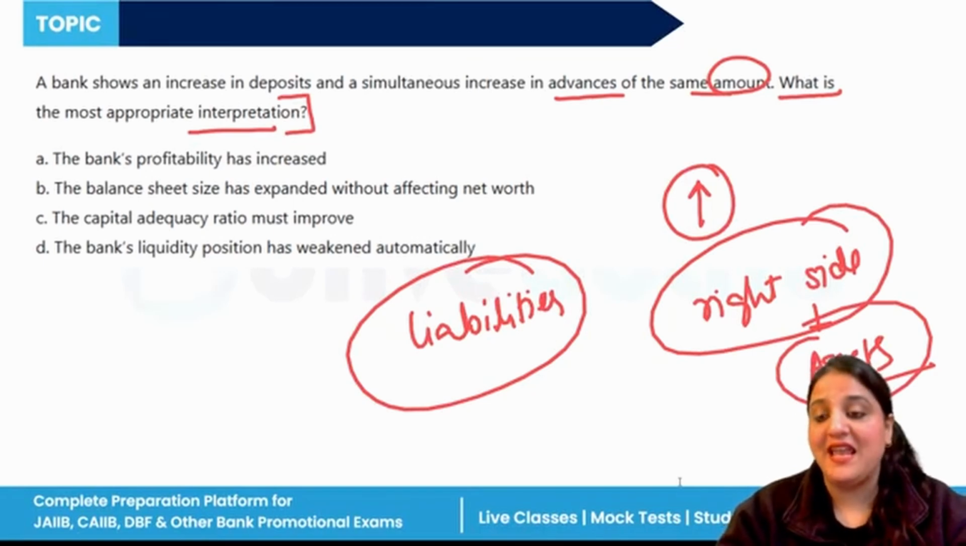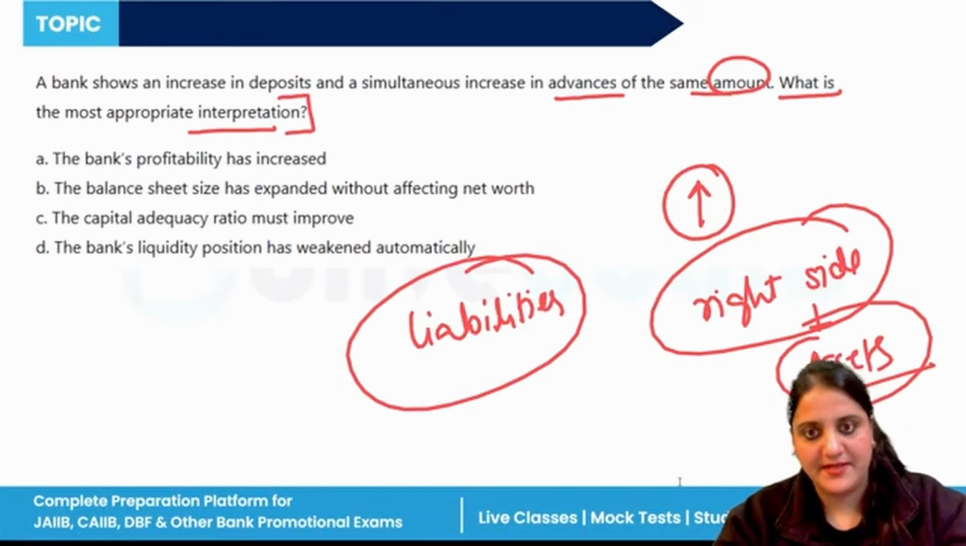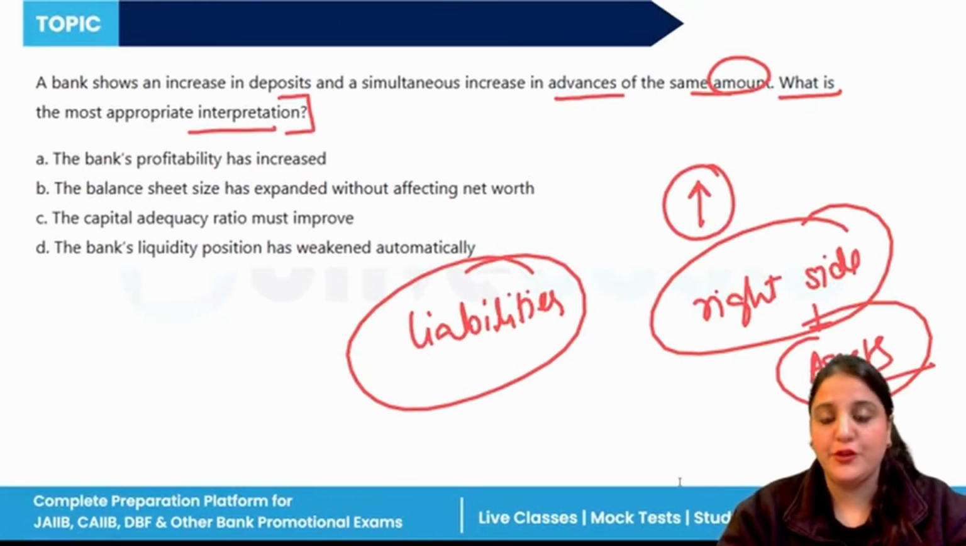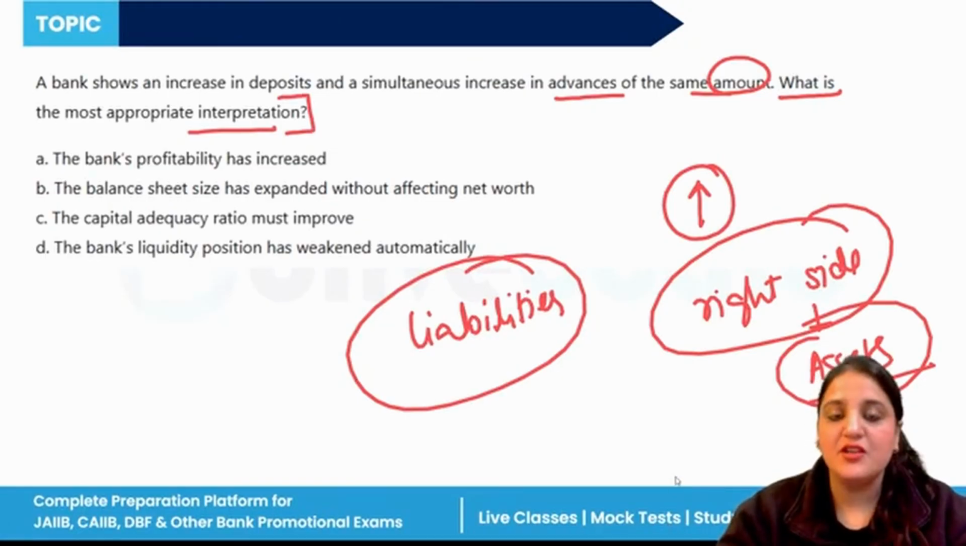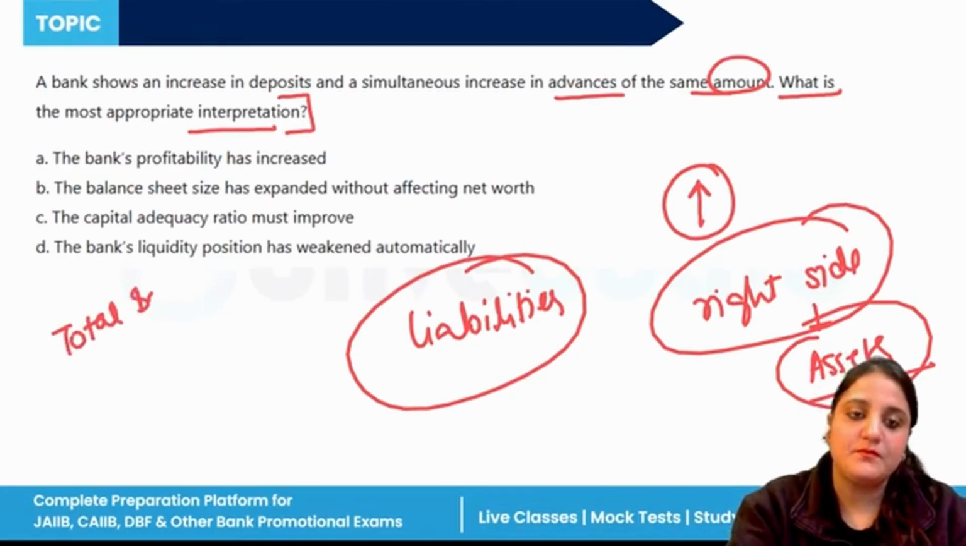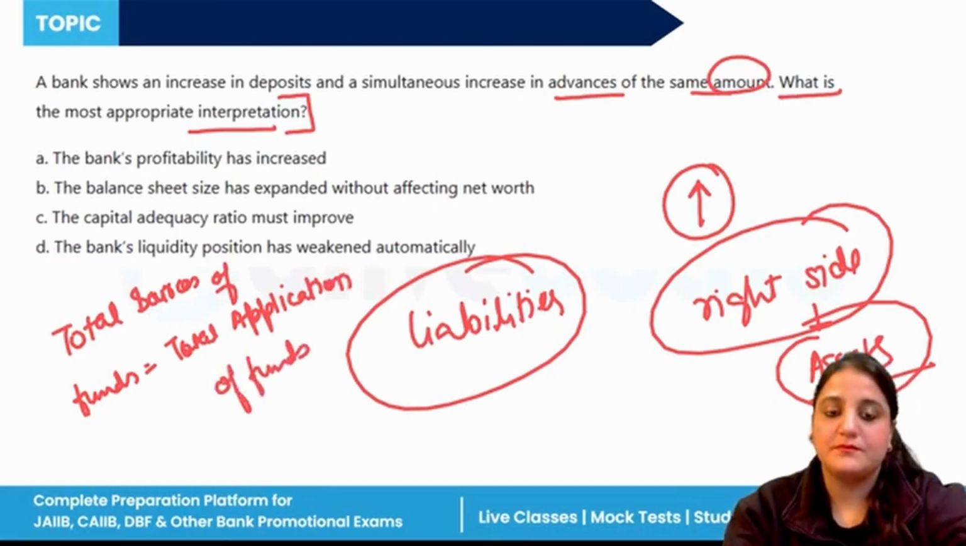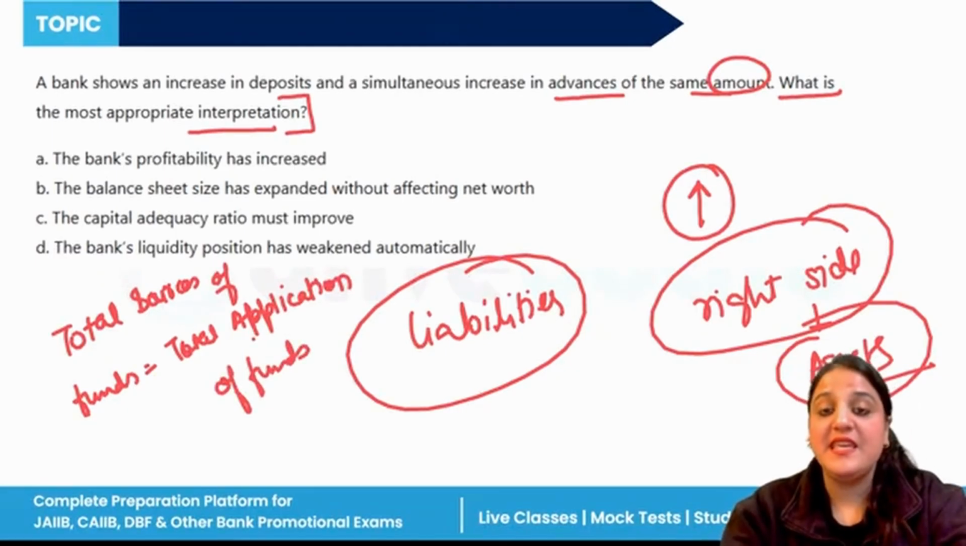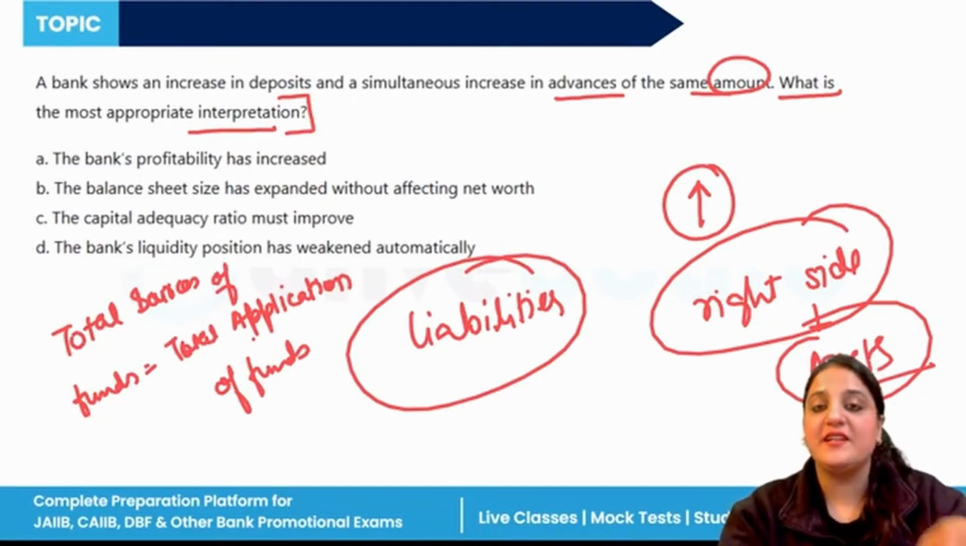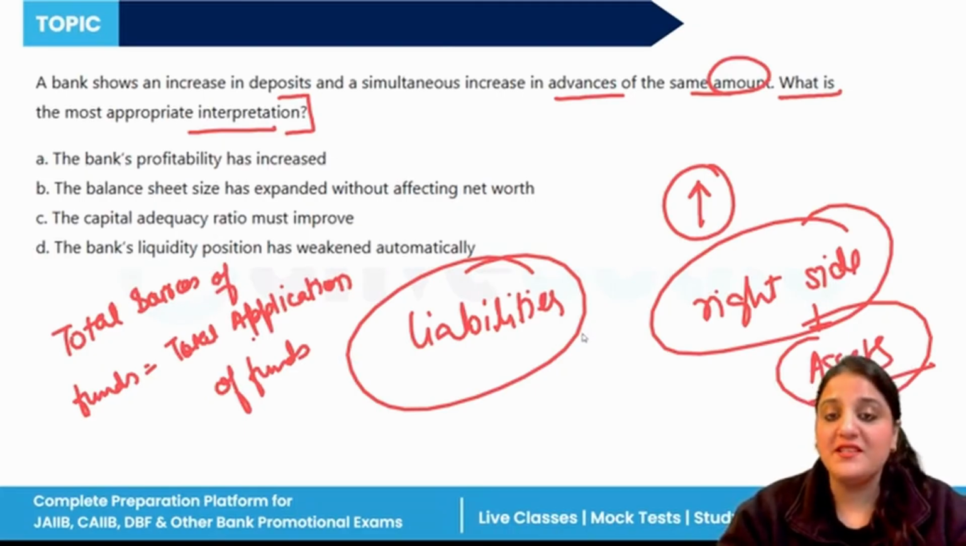Now, in the bank balance sheet, this is the left side and this is the right side. No matter what, the rule is strict: total sources of funds equals total application of funds. This equality ensures financial discipline and transparency, which is critical from a regulatory and risk management perspective. So, what is the answer to this question?